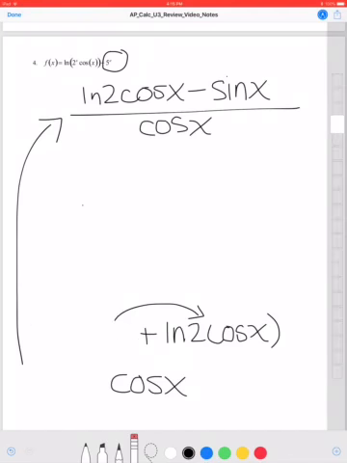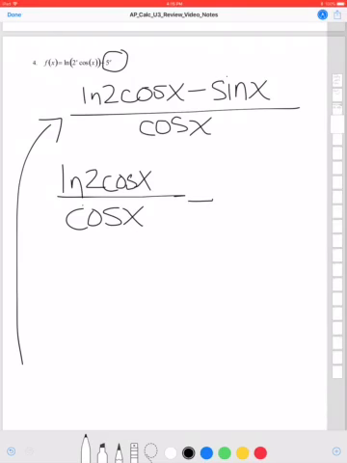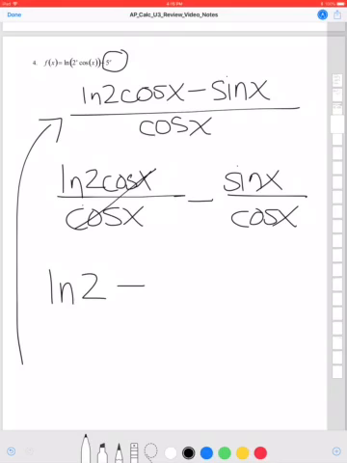Alright, and I'm always looking for ways to use some identities. So since we only have one term on the bottom, we can split this into 2 fractions. So let's go ahead and rewrite it as ln 2 cosine x over cosine x minus sine x over cosine x. Aha! Alright, cosine x is canceled. I've got natural log of 2 minus sine over cosine is tangent. So isn't that a much nicer answer?